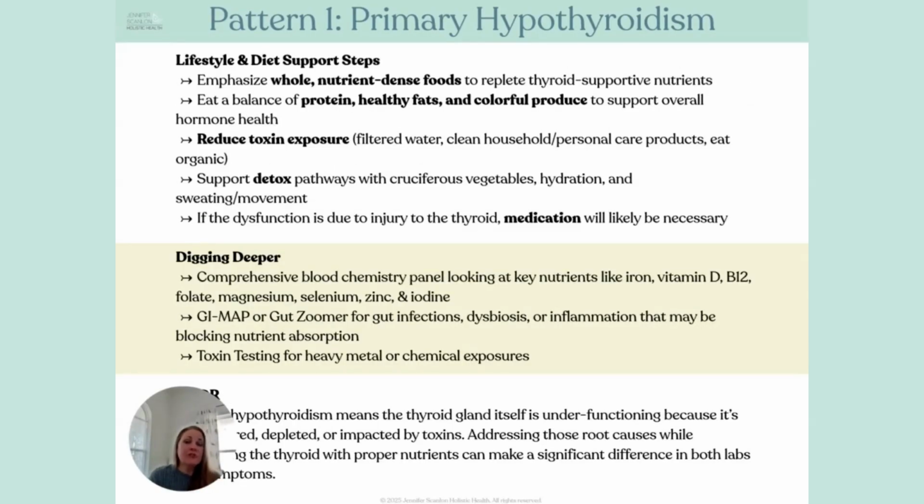So if you determine you do have primary hypothyroidism, here are some lifestyle and diet supports that might be helpful. You're going to want to emphasize whole, nutrient-dense foods so you can replete those thyroid-supportive nutrients. Eat a balance of protein, healthy fats, and colorful produce to support overall hormone health. Reduce your toxin exposure. That means filter your water, use cleaner household and personal care products, and eat organic whenever you can.